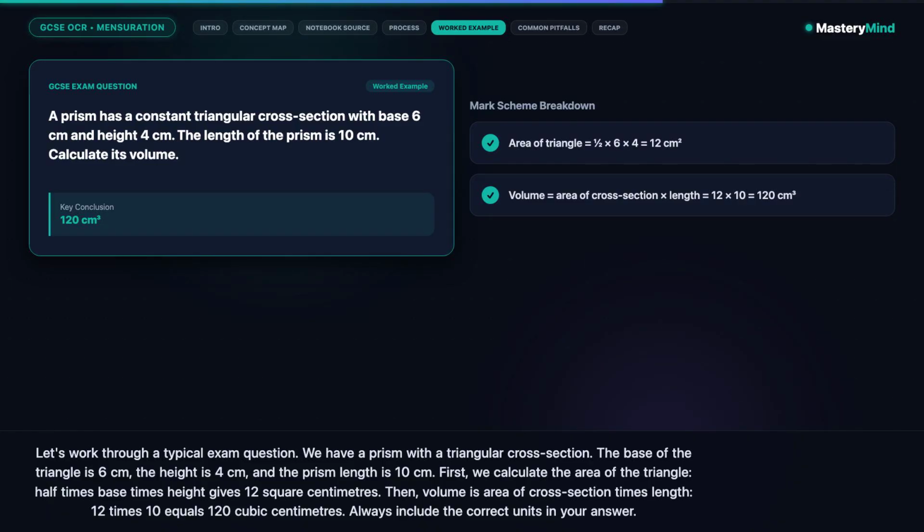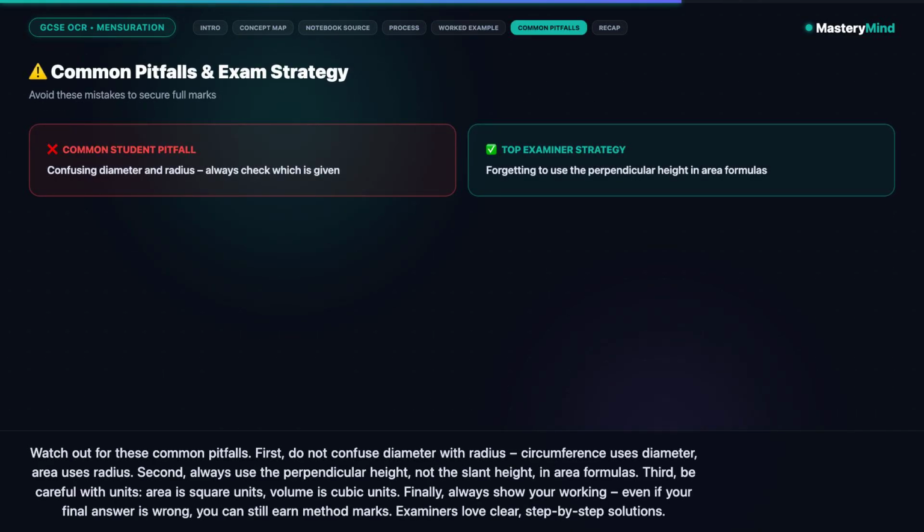Watch out for these common pitfalls. First, do not confuse diameter with radius. Circumference uses diameter, area uses radius. Second, always use the perpendicular height, not the slant height, in area formulas. Third, be careful with units. Area is square units, volume is cubic units. Finally, always show your working. Even if your final answer is wrong, you can still earn method marks. Examiners love clear, step-by-step solutions.